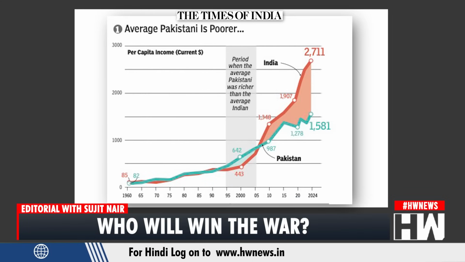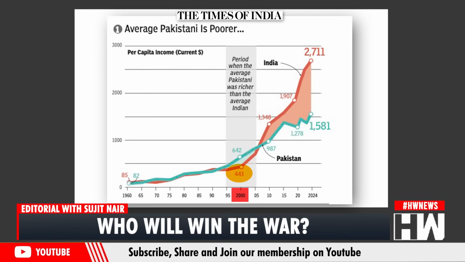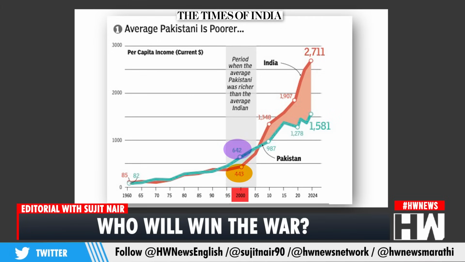Did you know that in 1960, there was hardly any difference between Pakistan and India? Per capita income in dollars in 1960 was $82 for Pakistan and $85 for India. We were more or less the same. In the year 2000, as you can see on your screen, our per capita income was $443 and Pakistan's per capita income was more than us. It was almost $642. An average Pakistani was doing better.